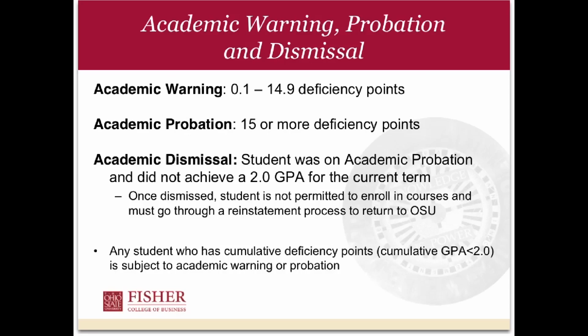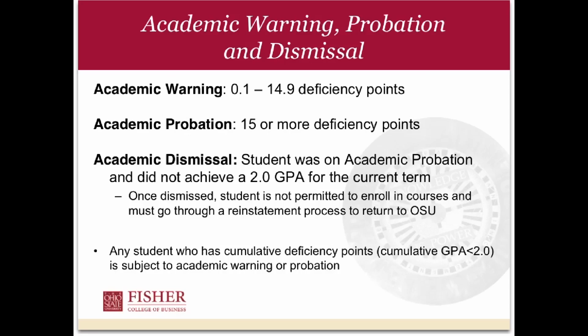If you are ever placed on academic warning or probation, you should meet with your academic advisor immediately so that they can help you make a plan for how you can improve your grades for the upcoming semester. The first level of academic action is academic warning. A student is put on academic warning if they have 0.1 to 14.9 deficiency points. While on academic warning, a student's schedule is locked and they must speak in person with an academic advisor in order to drop or add classes.